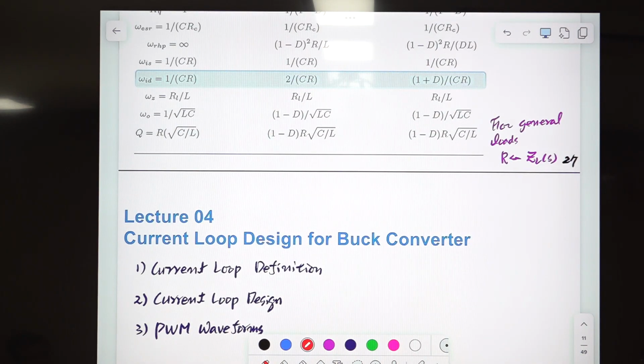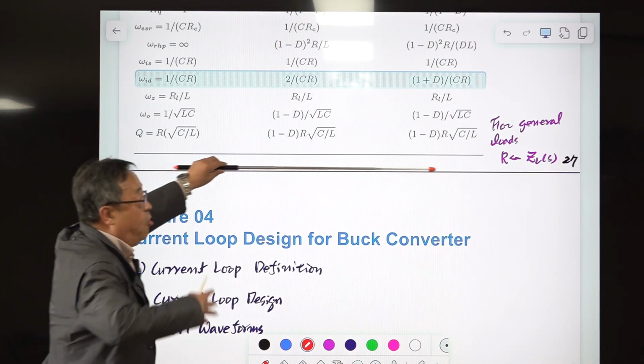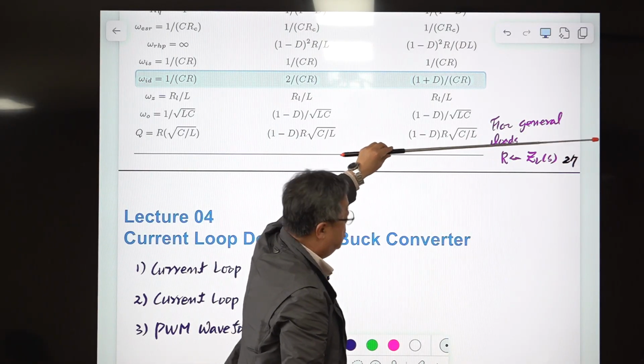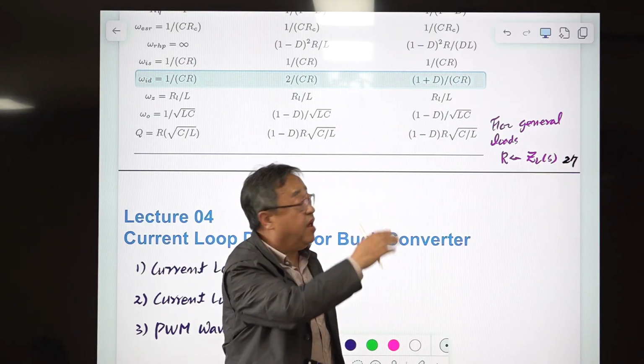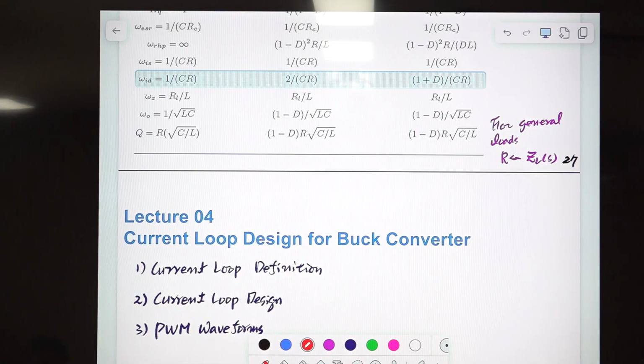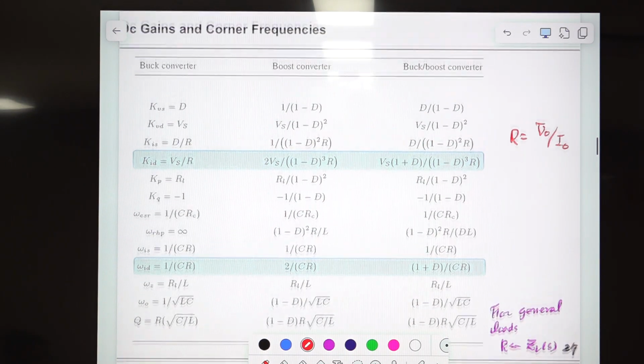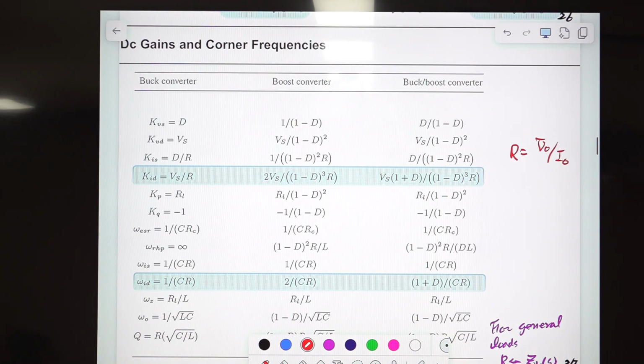Finally, at the end of this study, you need to differentiate between R and this one, VO divided by IO. If the load is a purely resistive load, they are the same, but in practical cases, they are always different. Always different, but you don't have to worry about this now. All right, this is the end of this lecture 3.